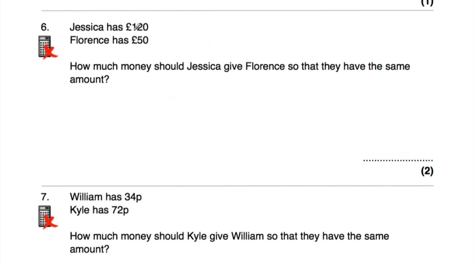Alternatively, another way to do this question is to work out the midpoint of how much money Jessica has and how much money Florence has. If we add the money together and divide it by 2, they'll have the same amount of money, and then we can see how much money Jessica would have had to give Florence to get that amount. So let's work out how much money they've got all together. £120 plus £50 would be equal to £170. Then if we divide the total amount of money by 2, that'll be how much money they'd both have if they have the same amount. So 170 divided by 2.